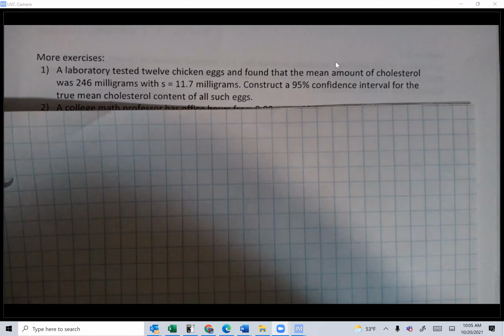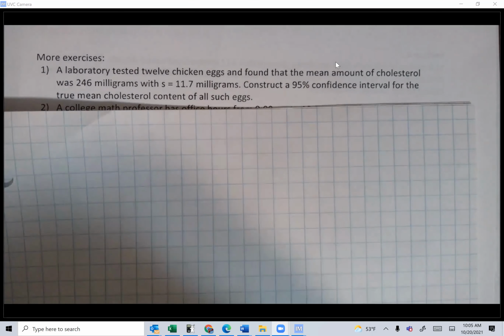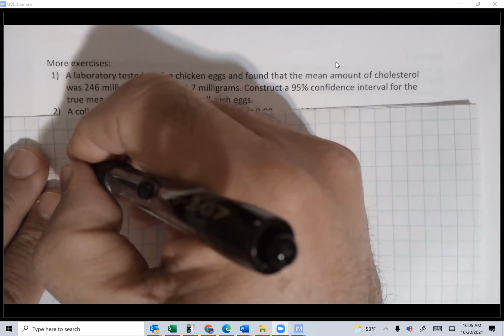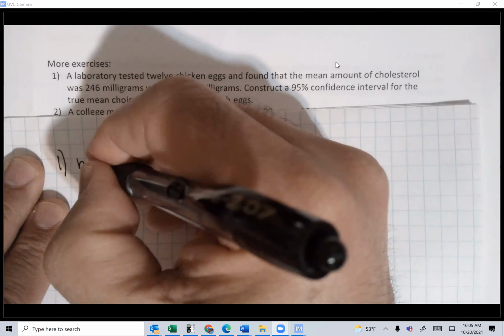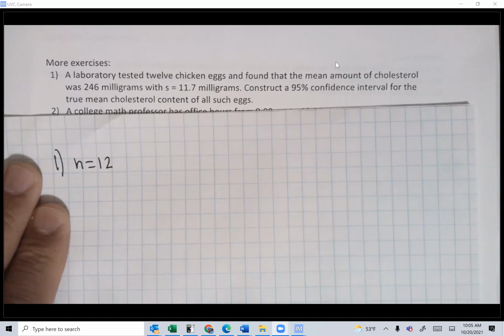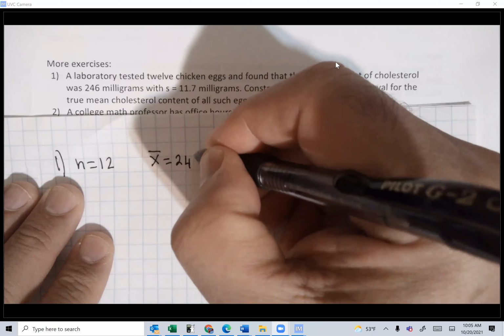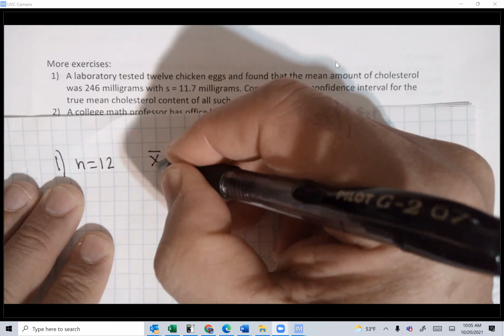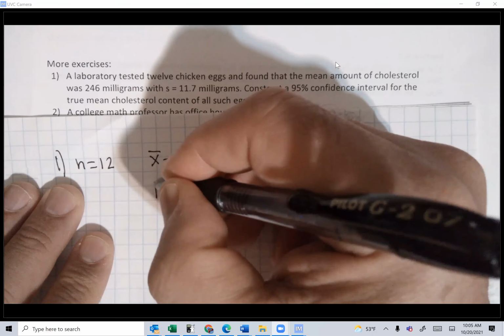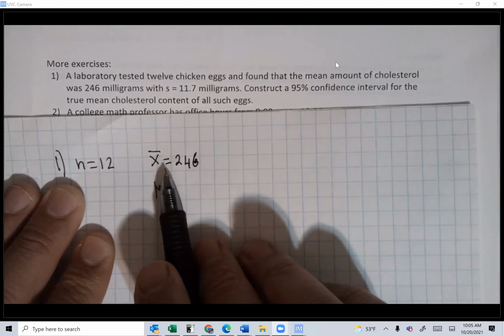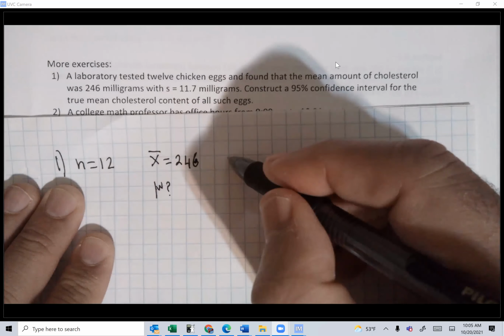Okay, what I'm gonna do now, we're gonna do a review. A lab tested 12 chicken eggs. So N is 12. Here's how you start reading, guys. And found that the mean amount of cholesterol was 246 milligrams. So X bar. Anything from the sample, guys, is called X bar. The population mean is called mu. We don't know that. We need to estimate it. We need to find an interval for that. 246 with S equals 11.7.